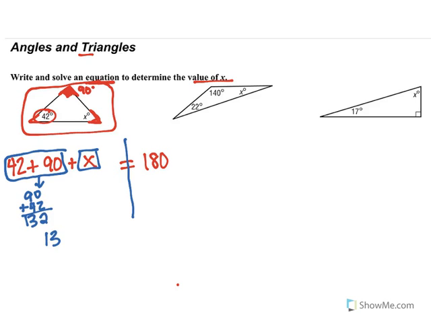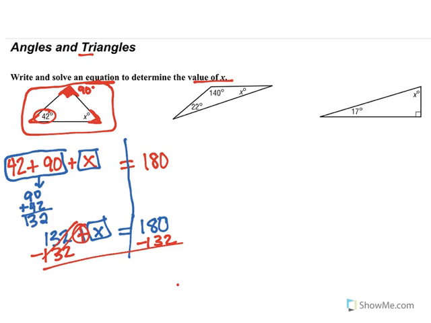So the equation should look like this. 132 plus x equals 180. All right, you're the variable. Again, who's in your room? Plus 132. How do you get rid of plus 132? By doing the opposite, which is minus 132. But to keep it even, what you do to one side, you must do to the other.